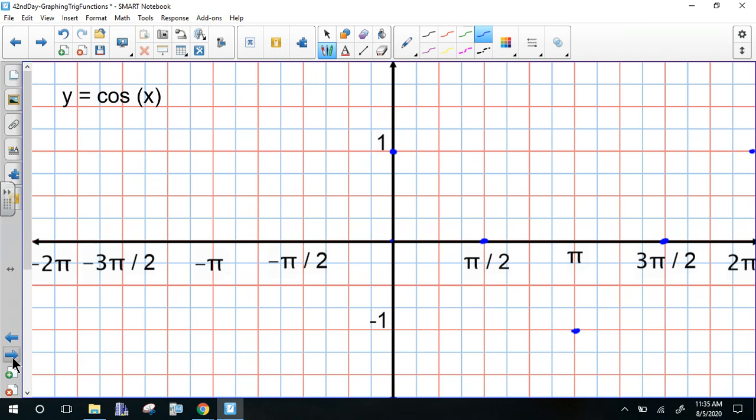We go in the negative direction. Cosine of negative pi over 2 is 0. Cosine of negative pi is -1. Cosine of negative 3 pi over 2 is at 0. And cosine of negative 2 pi, we're back at 1. So this is what the cosine function looks like.